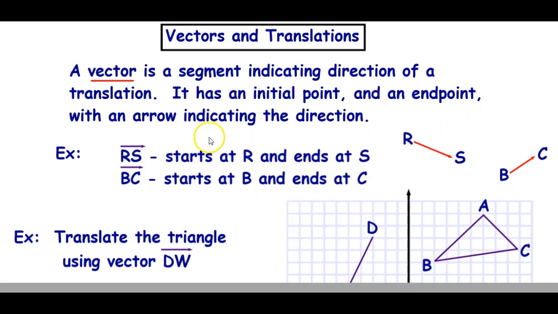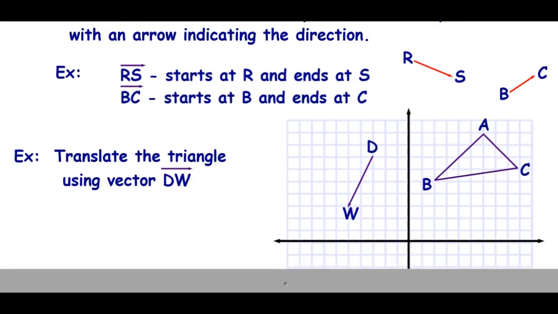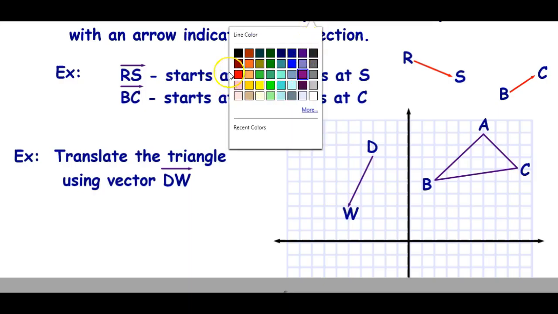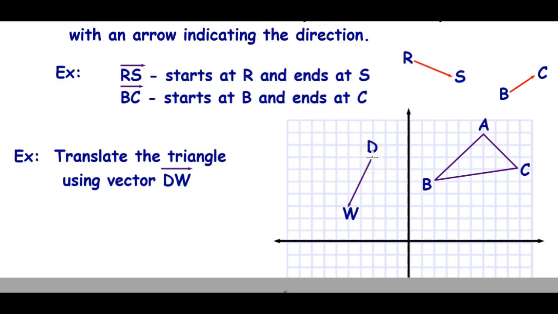Moving the page up, we'll have a graph where we will translate triangle ABC by vector DW. DW means we start at D and we go to W. We're going to translate from D to W, in this direction, this length. Let's figure out exactly where we have to move. That means that we're going to go from D over and down to W.